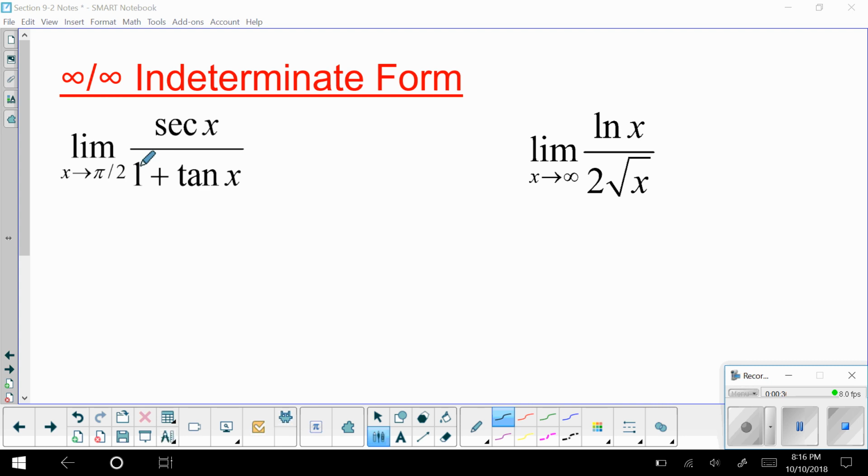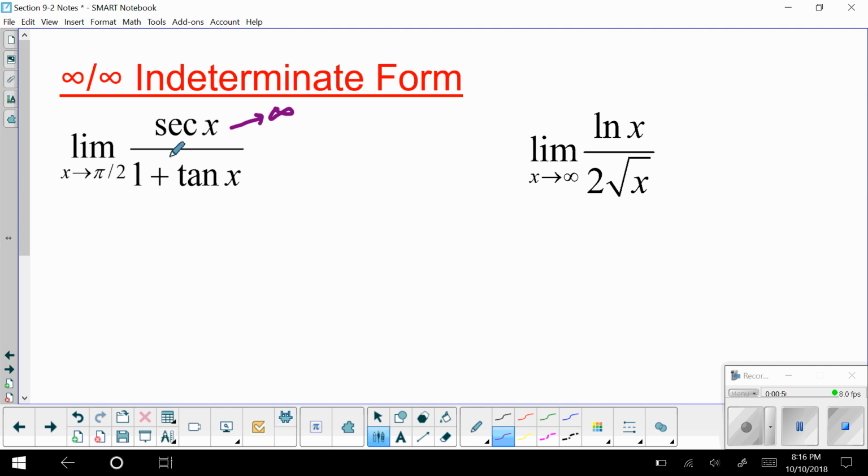secant of x, what we have if I try substitution is secant of x is 1 over cosine. So if I plug in pi over 2, that's 1 over 0. That's approaching one of the infinities. And it quite honestly doesn't really matter which infinity it's approaching. It's the fact it's approaching an infinity.